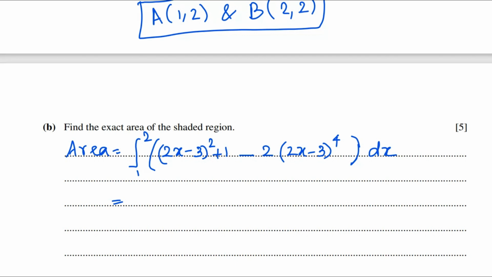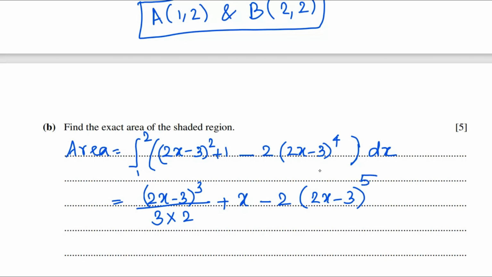Now let's integrate this one. (2x minus 3) the whole cube, whole square will become whole cube. (2x minus 3) the whole cube divided by the power, which is 3, multiplied by the coefficient of x, which is 2, plus the constant on integration gives x, minus 2 times (2x minus 3), increase the power by 1, so 5, divided by the power 5, multiplied by the coefficient of x, which is 2, and the limit is 1 to 2. Okay, we can cancel these two 2's.